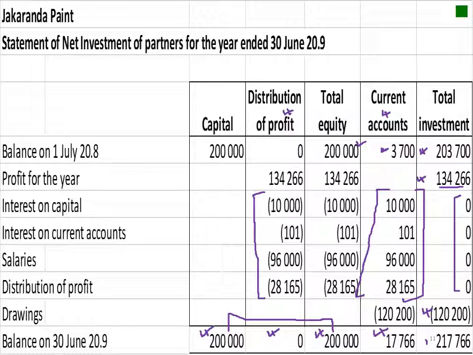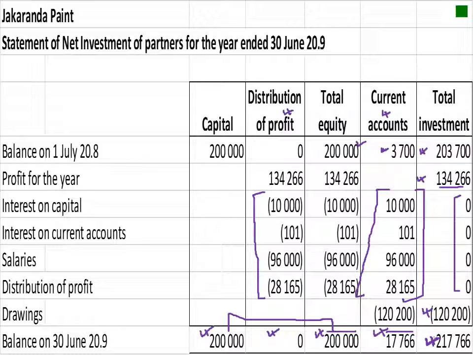So this 217,766 represents the 200,000 capital the partners had introduced, plus the 17,766, which is the credit balances on their current accounts. So those are the amounts that the partnership still needs to pay to them for the profits for the year and the opening balance for the year that hasn't yet been paid. So that means the partners have an investment in this partnership of 217,766.